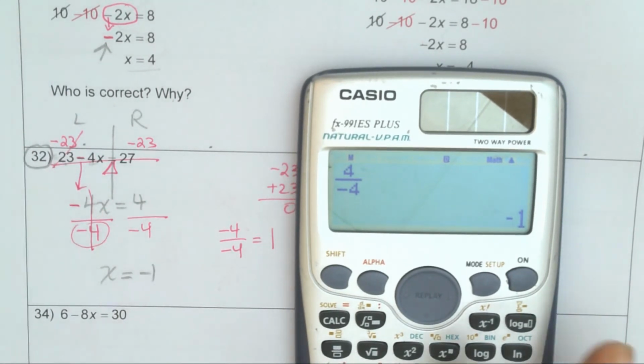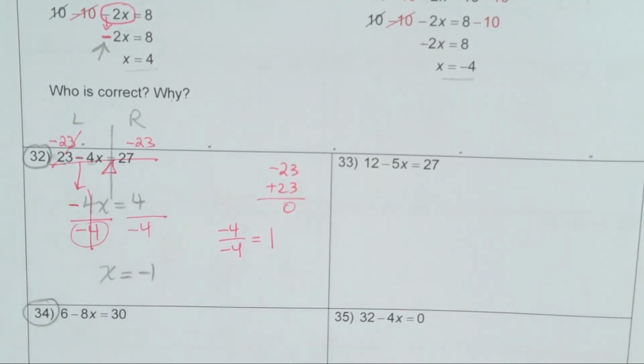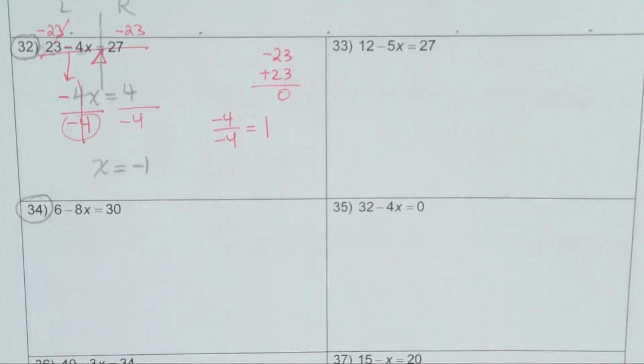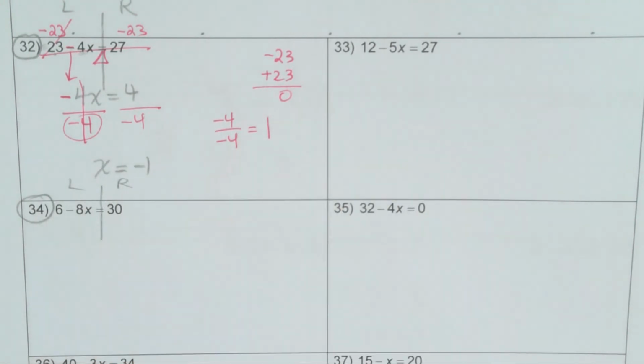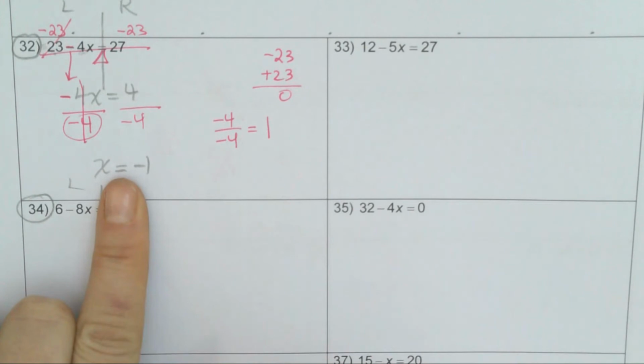Okay. Let's do question 34. So cut it at the equal sign to make a left and a right. And you say, what side is x on? X is on the left. Who's the neighbor? Is it 6 or 8?